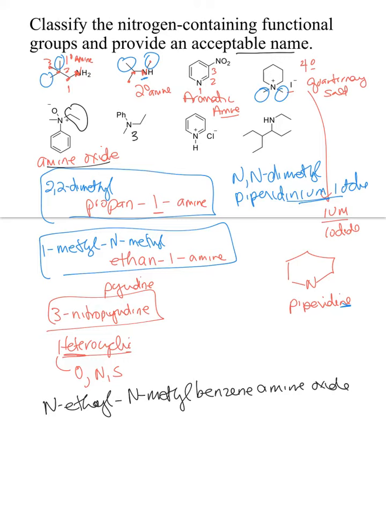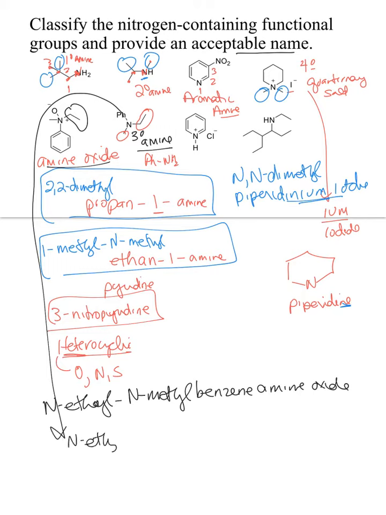This compound here would be a tertiary amine. You find the nitrogen, and an appropriate name would be to make this a substituent and this a substituent. What are you left with? That's aniline. So the name of that compound would be N-ethyl, N-methyl aniline.